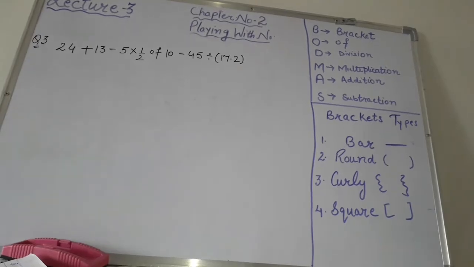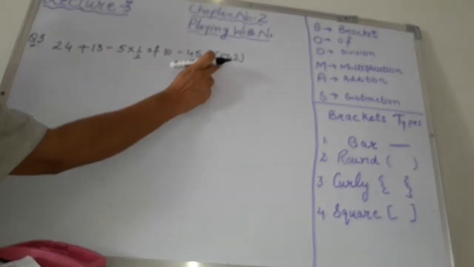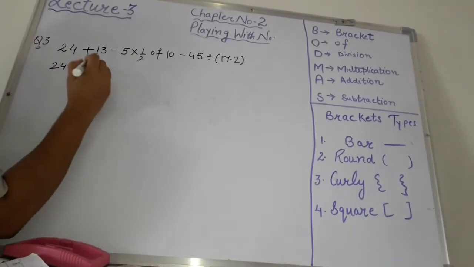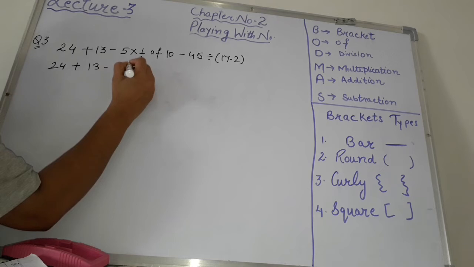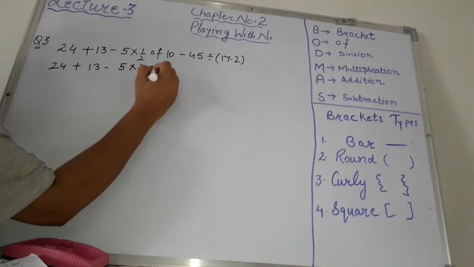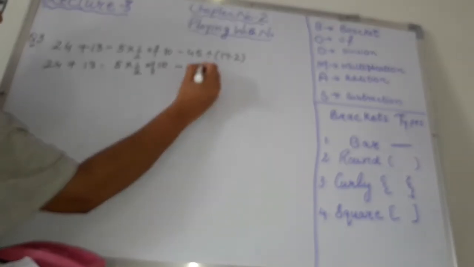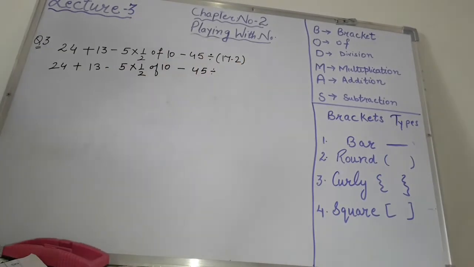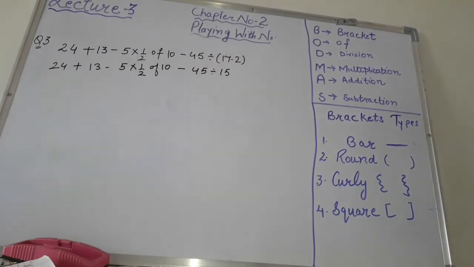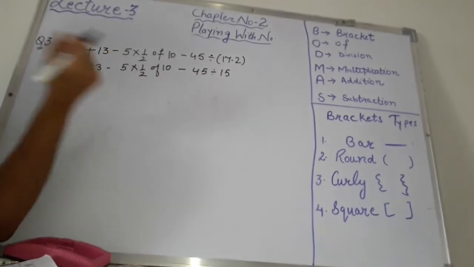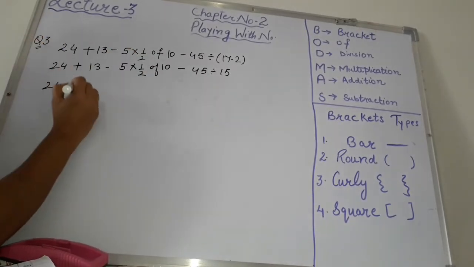Now in the next example, I have brackets and I also have the 'of' operation. Now according to BODMAS, what do I have to solve first? I will solve my brackets, and the brackets are here, and I will get 24 plus 13 minus 5 multiplied by 1 by 2 of 10 minus 45 divided by 17 minus 2, I get 15.